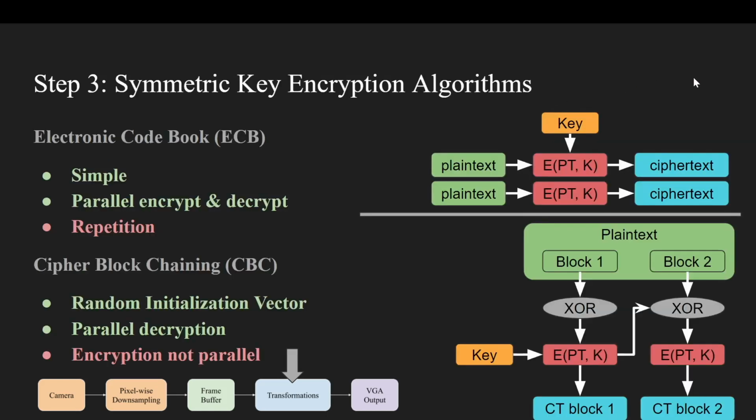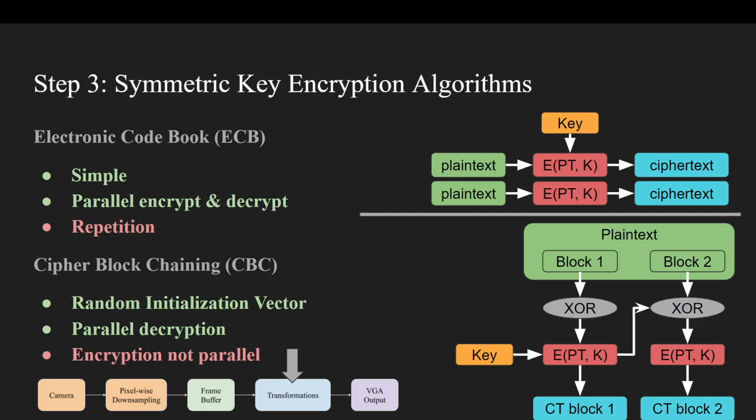We also have our symmetric key encryption algorithms, and I chose 2 for this final project implementation. I chose these 2 algorithms just because of their difference in implementation and pros and cons. So with the electronic codebook encryption, it's very simple. It's a simple algorithm. You could parallelize encryption and decryption, but it also has the drawback of being repetitive, so attackers will be able to find out the pattern.